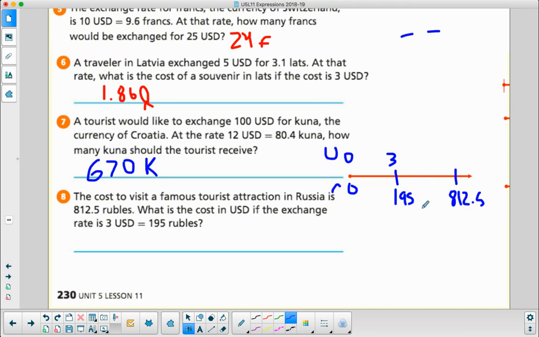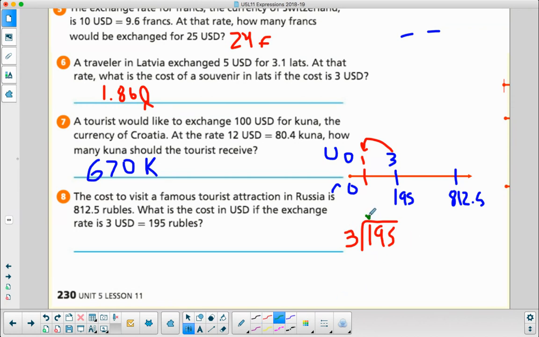Well, I don't know how many 195s it would take to get 812 and 5/10, but because I don't have any decimal, I know I wouldn't have a decimal. I know I'd have to multiply by a decimal. So I'm going to first figure out what $1 is going to give me. So I need to take the 195 rubles and divide them equally into the 3 groups. That looks pretty easy, but I am thinking I'm going to get a decimal, just so you know. I'm thinking that, but I'm not sure.